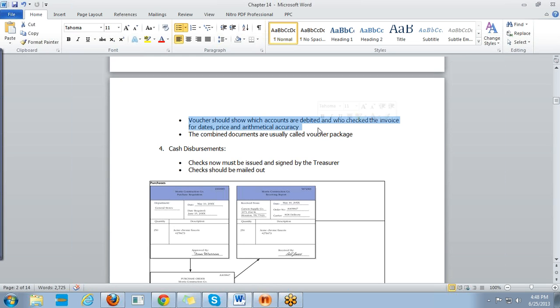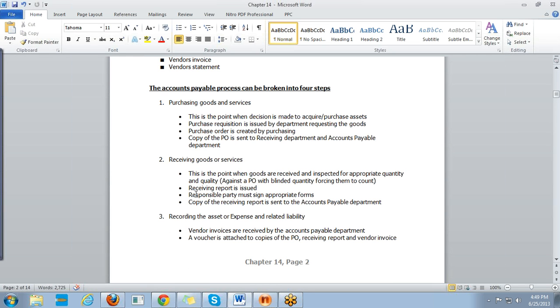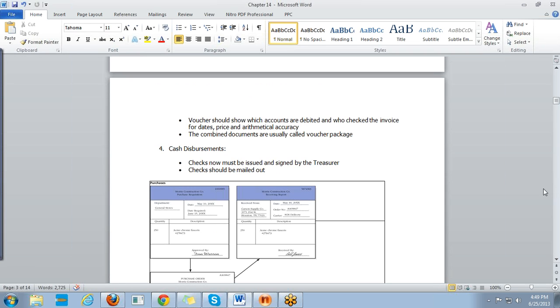The voucher should show which accounts are debited and who checked the invoice for dates, price, and accuracy. The combined documents are called a voucher package. What are the combined documents? The original PO, receiving report, invoice, based on which a check is cut, and the entire package is called a voucher package and taken to the treasurer for signature. And once the treasurer signs, it should be immediately mailed out right away from that department. Not sent back, but right away should be mailed out. It should be stamped paid, okay, and mailed out.